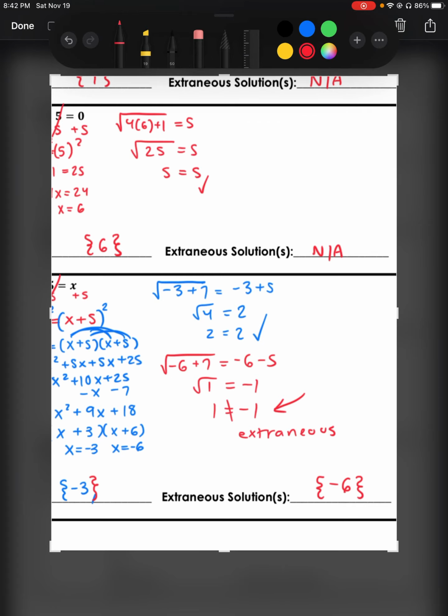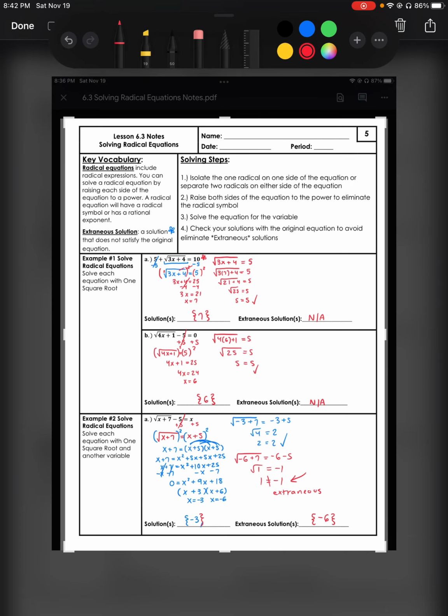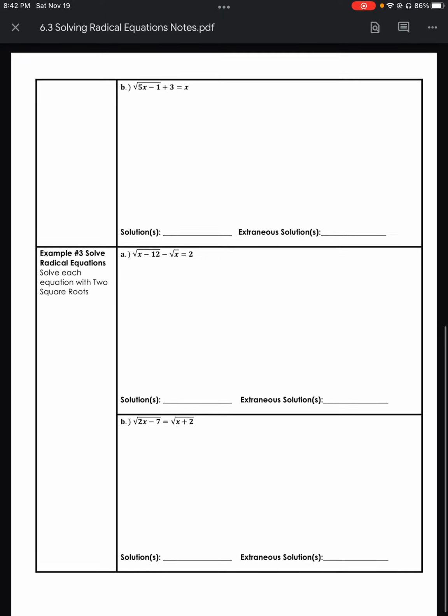So we only had 1. So that's page number 1. All right, next page.